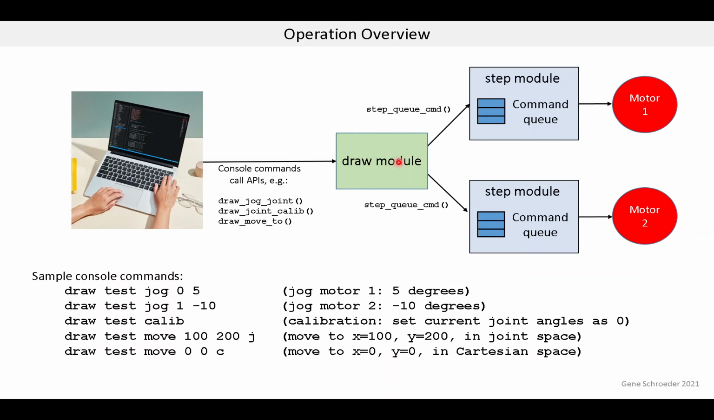When the draw module receives a move via this draw move to API, it will start sending commands to the 2 step modules it's connected to. And it uses this API to do that. As you may remember, the step modules have a queue in them. So the draw module tries to keep that queue full of work. It sort of works ahead. And then the stepper modules execute the commands in those queues, and of course, they act on the motors to turn them.